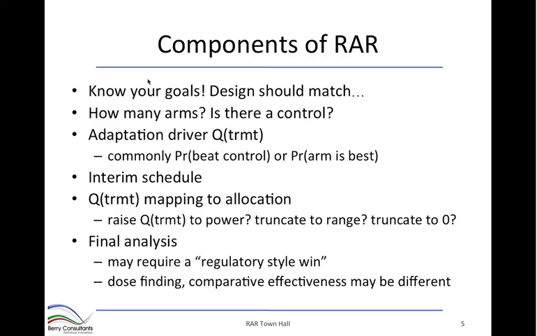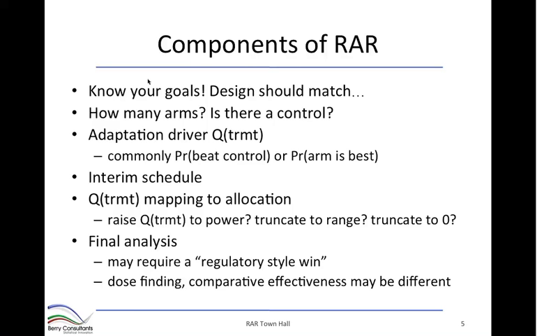Now, those two drivers are the same in a 2-arm trial, but in a multiple arm study, they can be different. If you had a control in multiple arms, if one of the arms is good and one of the arms is fantastic, then the probability you beat control might be high for both of them, suggesting equal randomization. But it also may be true that the fantastic arm is far more likely to be the best, which might suggest more uneven allocation. So those drivers, you have to pick one.